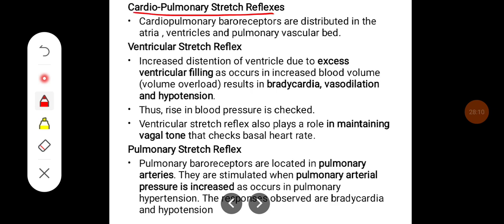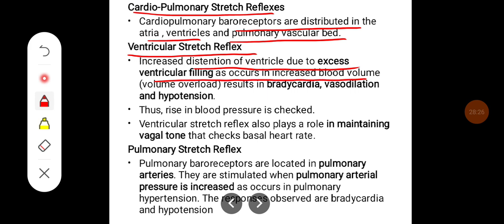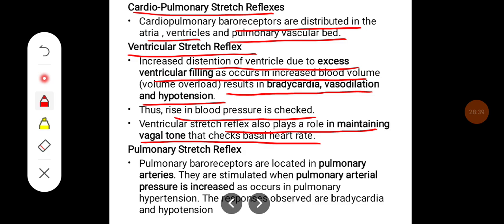Cardiopulmonary stretch reflexes. Cardiopulmonary baroreceptors are distributed in the atria, ventricles, and pulmonary vascular bed. The ventricular stretch reflex: distension of the ventricle due to excess ventricular filling, as occurs in increased blood volume, results in bradycardia, vasodilatation, and hypotension. Thus, the rise in blood pressure is checked. The ventricular stretch reflex also plays an important role in maintaining vagal tone that checks the basal heart rate.